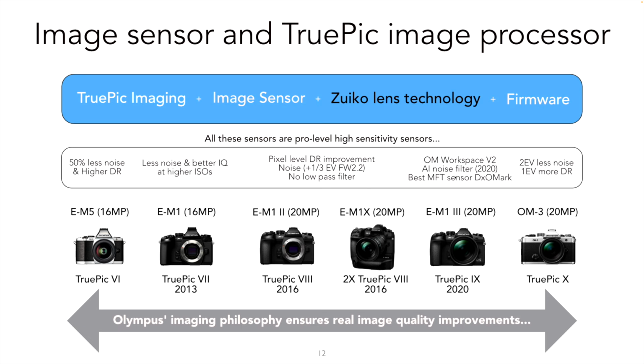Now DxO Mark rated this sensor as one of the best, or the best, Micro Four Thirds sensor at the time. And in 2020, Workspace received an AI noise filter. So there were always noise improvements or noise technology improvements in the TruePix processor, but we also had the additional AI noise filter with Workspace in 2020, which contributed to the EM1 being such a fantastic camera. And then we have the new information on the OM3, which is basically the same camera as the OM1.